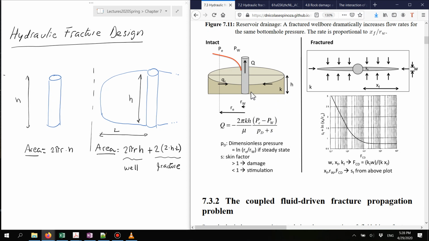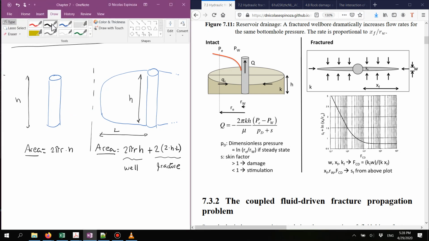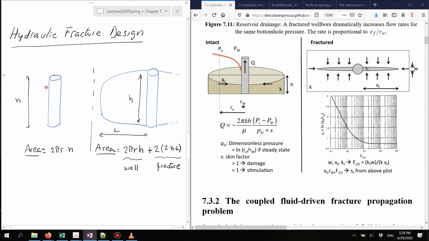So when we do not have a fracture, all of the fluid has to go through the surface of the wellbore. For example, if my fluid was to come into this wellbore, it will have to go through the surface of the wellbore. And that surface is going to have an area which is 2 pi r h.